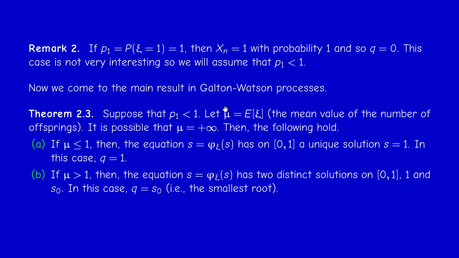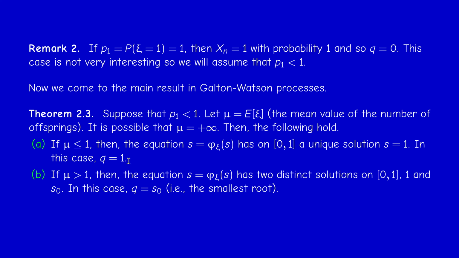And here is our main result about Galton-Watson processes. So we suppose that P1 is less than 1, and I call mu the mathematical expectation of Xi, the random variable of reproduction, right? So it's possible that mu equals plus infinity, as I said. Then you have two cases. If the mean value of reproduction is less or equal than 1, then the equation s equals phi xi of s has on [0,1] a unique solution, which is s equals 1. And in this case, Q equals 1.